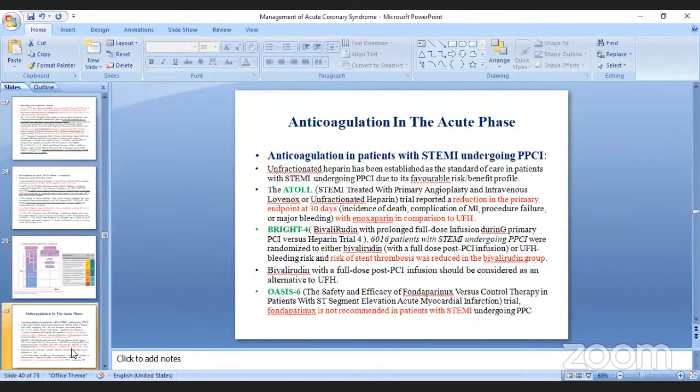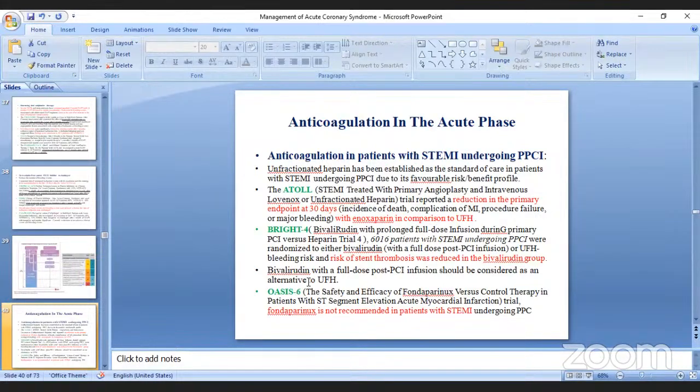Moving on to anticoagulation in the acute phase. So in case of patients with STEMI who are undergoing PPCI, the most commonly used anticoagulation drug is unfractionated heparin. In the ATOLL study, enoxaparin was compared with unfractionated heparin, and a reduction in the primary endpoint at 30 days was noted. And BRIGHT-4 is where bivalirudin was compared with heparin. 6,000 patients with STEMI undergoing PPCI were randomized to either bivalirudin or heparin, and the risk of stent thrombosis was reduced in the bivalirudin group.